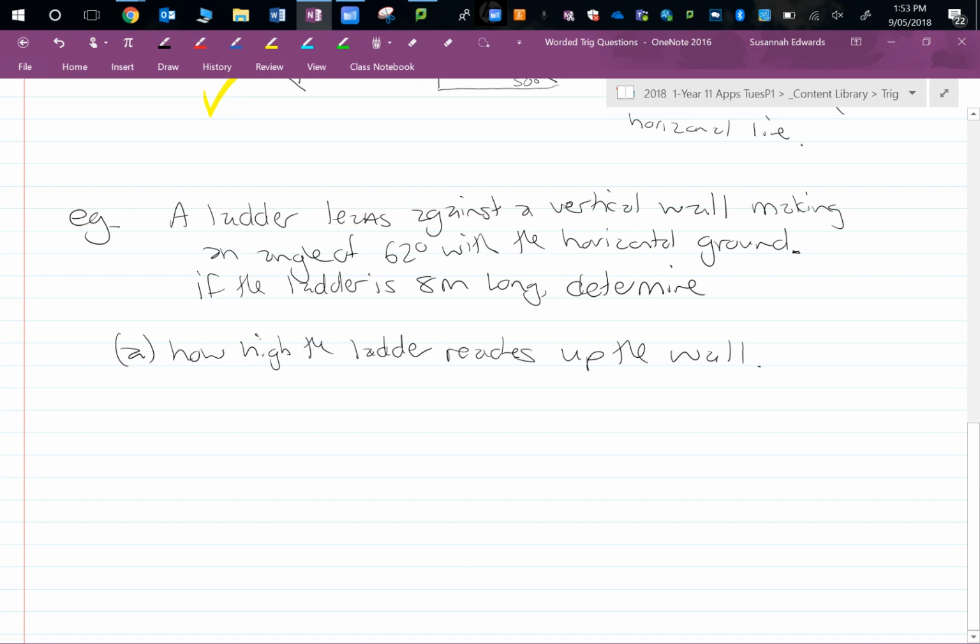All right, so first quick thing, what do we do? Read and highlight, okay? So a ladder leans against a vertical wall, making an angle of 62 degrees with the horizontal ground. Now you need to know where the angle actually needs to be, because if you put the angle in the wrong part of the triangle, you're going to make a mistake. So the "with the ground" means the ladder is making an angle with the ground, so we need to be able to remember that part. The ladder is 8 meters long. They're probably the 2 main parts.